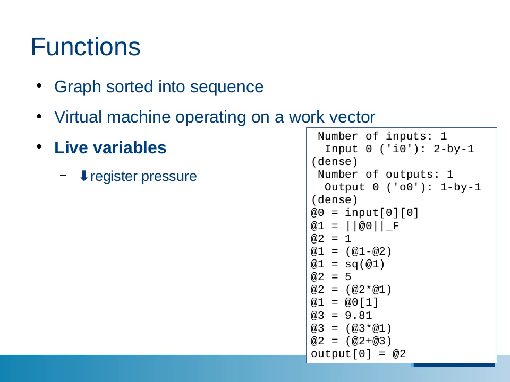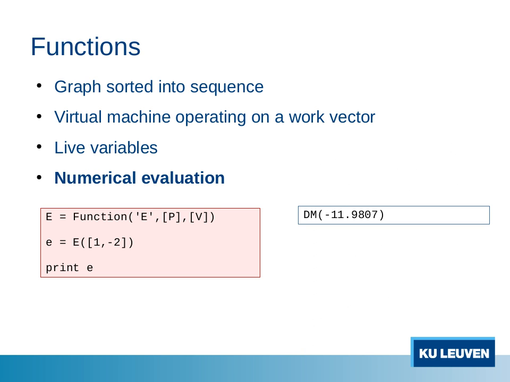In this case we had a work vector of length 10, but we can do better by recycling some parts of the work vector. This is called working with live variables. In this printout you don't see the counter going up to 10, which makes it a bit more lightweight for the virtual machine. Now, what can we do with functions? The first thing is to evaluate numerically.